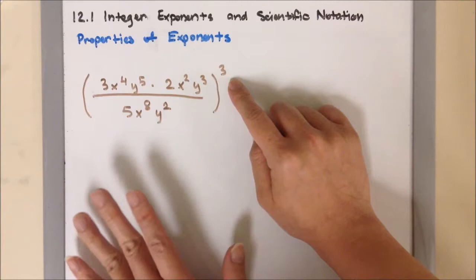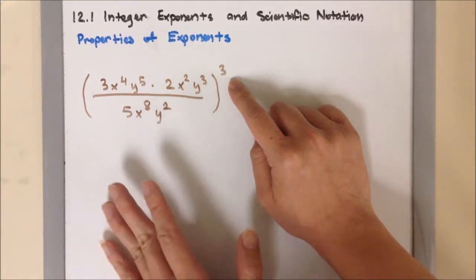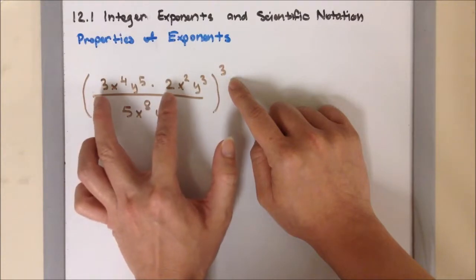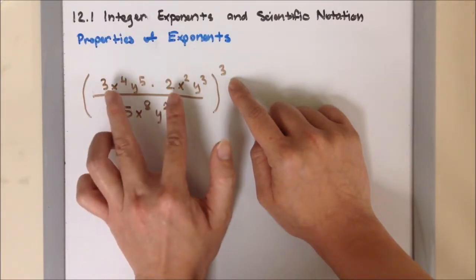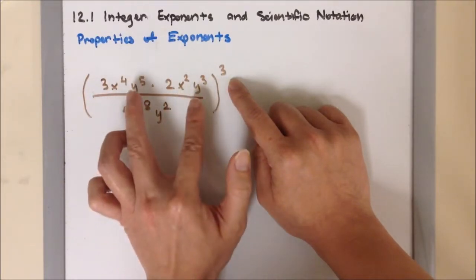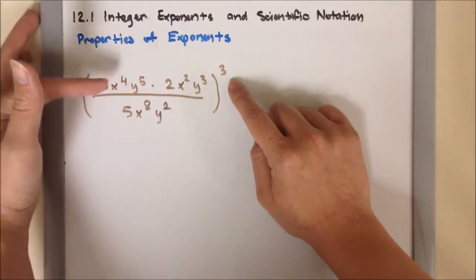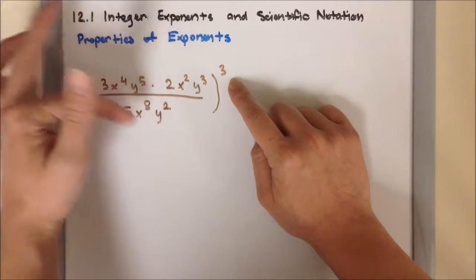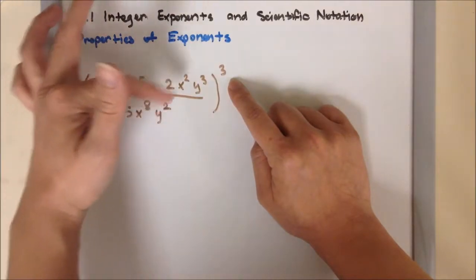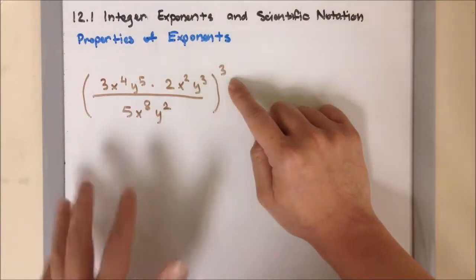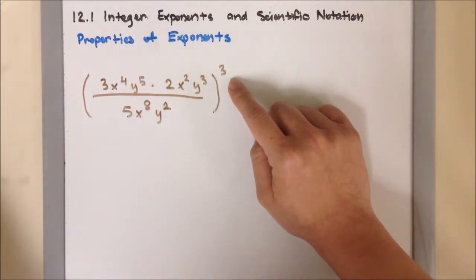So to simplify this work, what I need to do first is make sure the numerator has a singular number coefficient, a singular x, and a singular y before I combine all the x's top and bottom within the fraction, and then combine all the y's top and bottom within the same fraction. So let's work on the numerator.